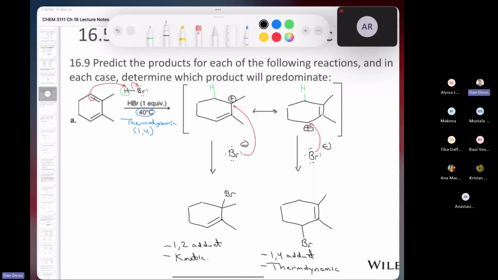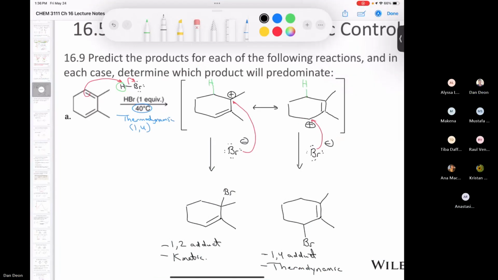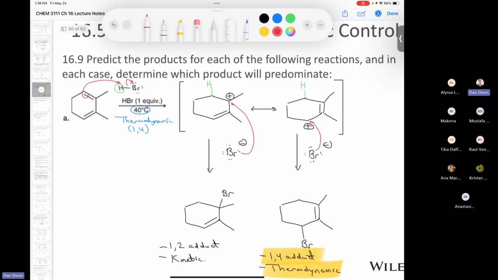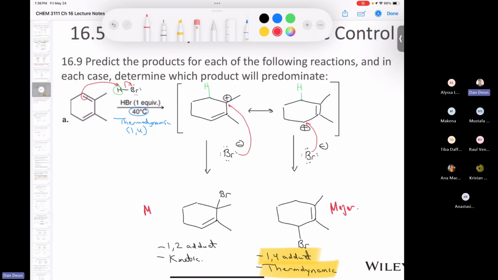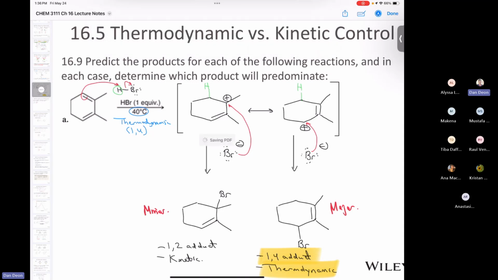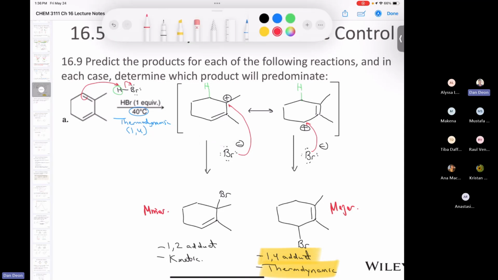All right, so let's go back here. We're looking for the thermodynamic product, and clearly you can see that this is the thermodynamic product, and so this will be the major product. And of course this will be the minor product. Another thing you probably notice is that the alkene in the thermodynamic product is tetra-substituted, but in the kinetic it's only tri-substituted. So there you go. That's a little practice on that.